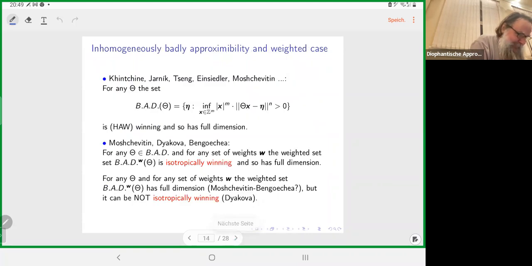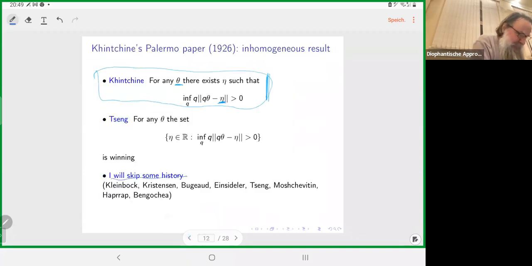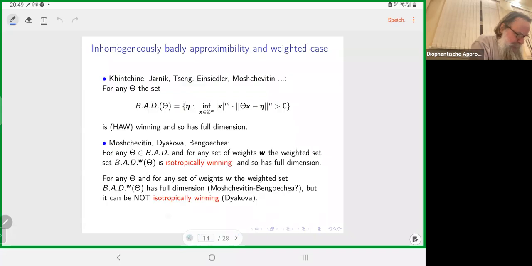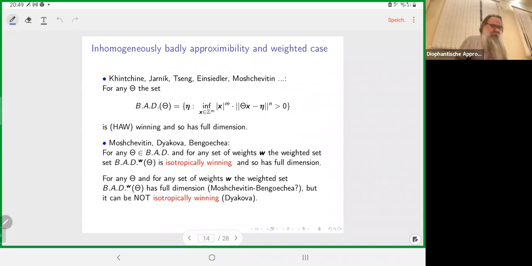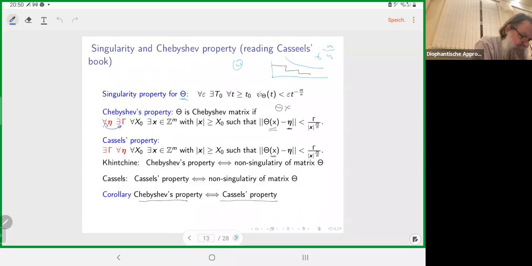So another story about inhomogeneous problems is as follows. I said this a few minutes ago, so I will skip some history. No, it is not true. Sorry, I will not skip some history. So here is some history which continues Khintchine's theorem about the existence of this badly approximable eta.